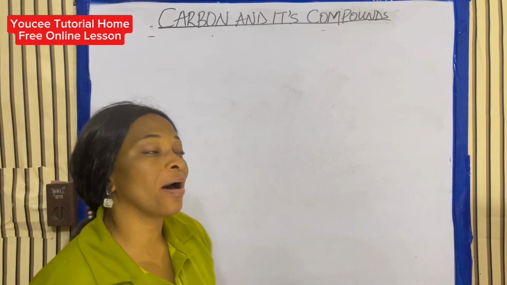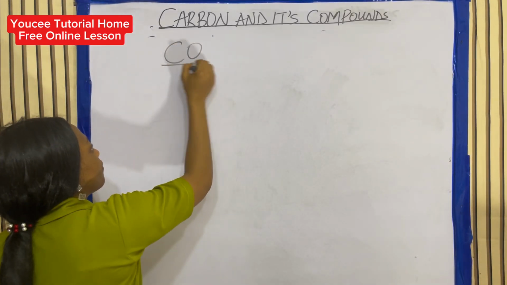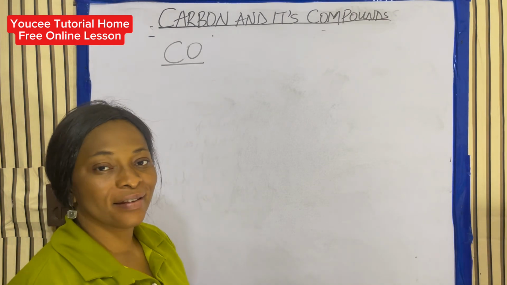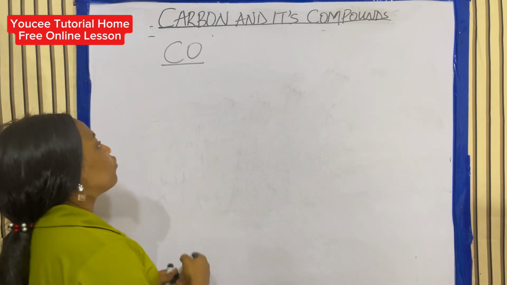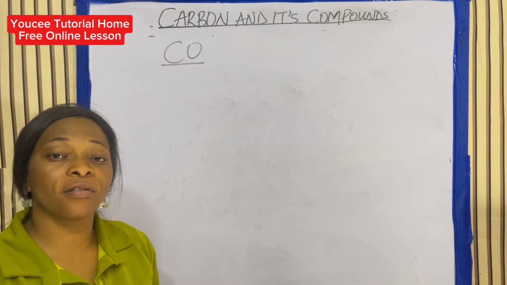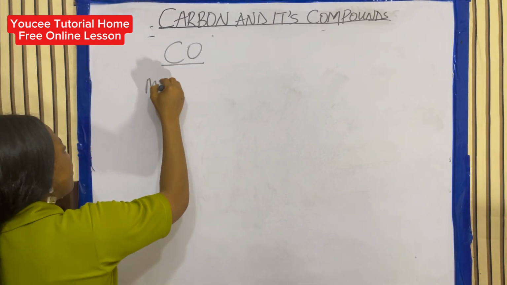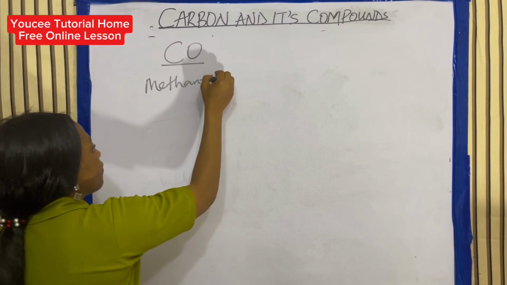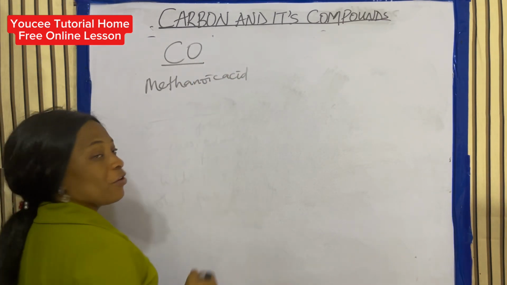Things you need to know about carbon 2 oxide. Number one is that carbon 2 oxide is produced by the action of concentrated tetraoxosulphate 6 acid on methanoic acid. Methanoic acid or ethane-dioic acid.